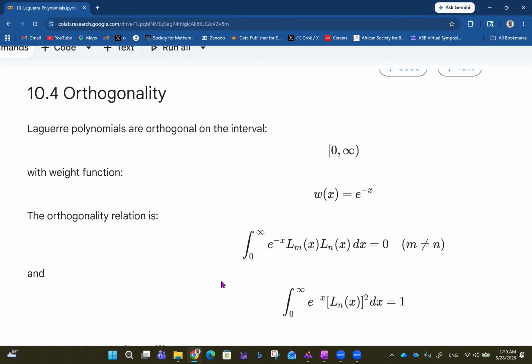And then we move on to the idea of orthogonality. Laguerre polynomials are orthogonal on the interval 0 to infinity, closed downwards. So it means 0 is included, but infinity is not included. With weight function w of x equals e raised power minus x, the orthogonality relation is the integral from 0 to infinity of e raised power minus x, L sub m of x, multiplied by L sub n of x dx, and all of that equals 0 for m not equal to n. And when m and n are the same, you have everything equal to 1.